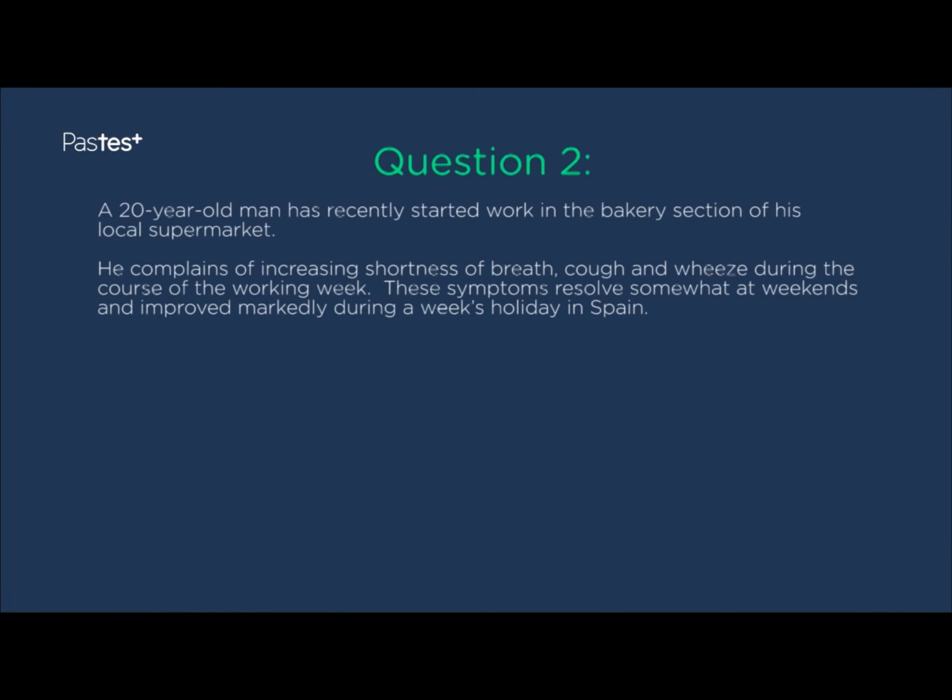Question 2. A 20-year-old man has recently started work in the bakery section of his local supermarket. He complains of increasing shortness of breath, cough, and wheeze during the course of the working week. These symptoms resolve somewhat at weekends and improve markedly during a week's holiday in Spain.